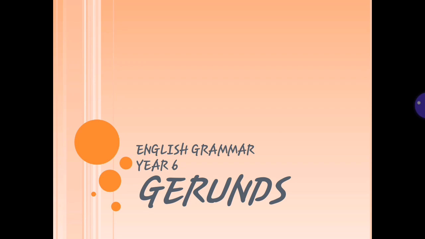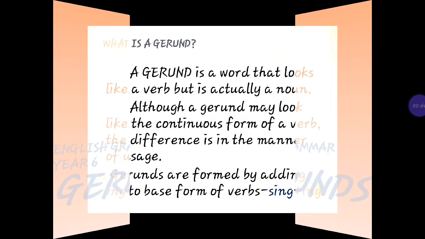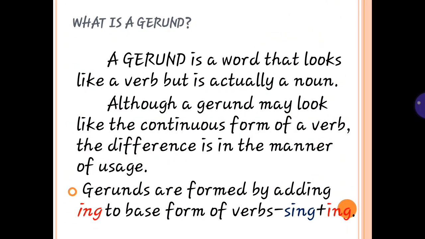We said that a gerund is a word which looks like a verb, but it's not a verb, rather, it is actually a noun. Since they look like the continuous form of verbs, to identify them, we said that you can identify them by the function that they perform, rather, what they do in the sentence.